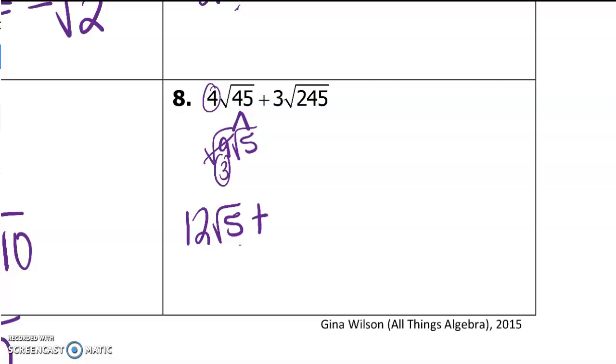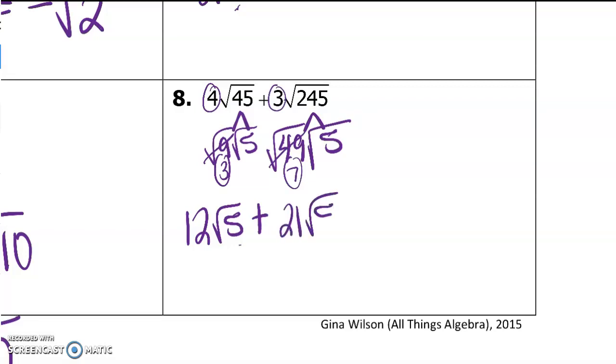Again, since 5 is under this square root, we're probably thinking 5 is going to be under this one. So if you do 245 divided by 5, you get 49, which is a perfect square. So square root of 49 becomes 7. 3 times 7 is 21 square root of 5. Then we need to do 12 plus 21 to give us 33 square root of 5.